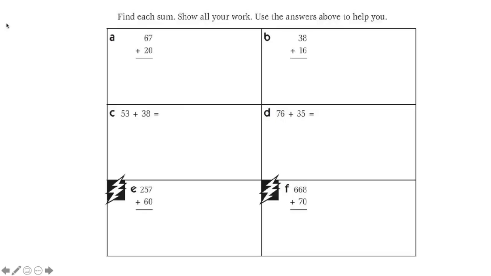Here's our fluency. I'm not going to go over how to add with you. I'm just going to have the answers come up. If you need to check your answers for longer, go ahead and pause the video after they're all on the screen. So 87, 38 plus 16 is 54, 53 plus 38. I always rewrite my problems vertically when they're multi-digit addition to help me add them better. It's 91, 76 plus 35, 111, 257 plus 60 is 317, 668 plus 70, 738. Go ahead and pause if you need to check your answers for longer.